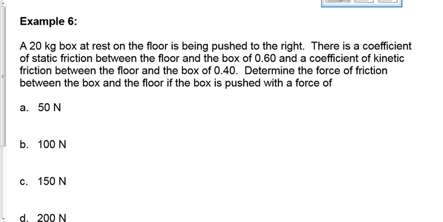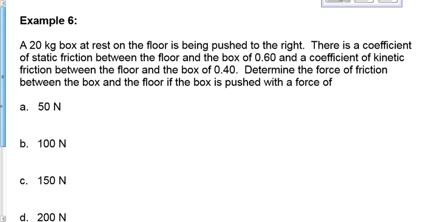So I push with 50 newtons, I push with 100, 150, 200, whatever. What kind of friction are we solving for here, static or kinetic? It doesn't say, does it? It just says, what's the force of friction? How do we know whether it's static or kinetic? If it moves, it's kinetic. If it doesn't move, it's static. Does it move if I push with 50 newtons?